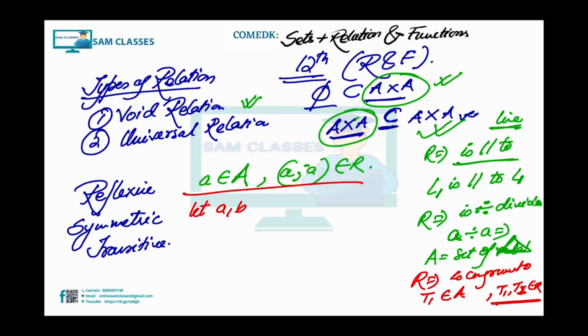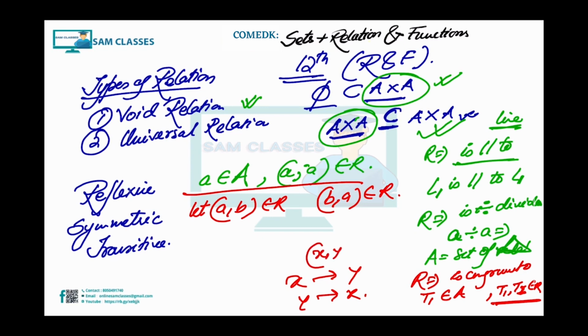Let's say (A, B) belongs to a relation, then if (B, A) also belongs to the relation, this is symmetric. For example, take the condition "is brother to". Let's say X is a brother to Y. So we can say Y in turn is also a brother to X. Yes or no? Very simple. Symmetric means the same thing: if I know that (X, Y) belongs to R, and I can say that (Y, X) will also belong to R, I can say this is symmetric.